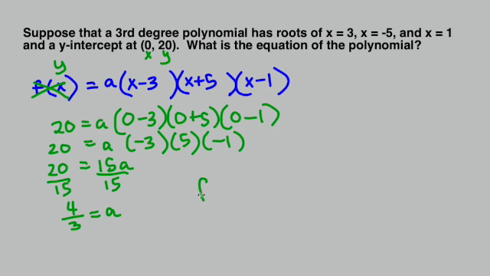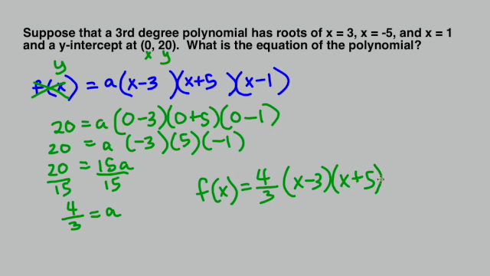So therefore, our final equation is going to be f of x equals our a value, and then we're going to have x minus 3 as one parentheses, x plus 5 is the next, and then the final one will be x minus 1. So that's how it works. It's all about changing the roots into these factors and then finding the a value and then just plugging that in.